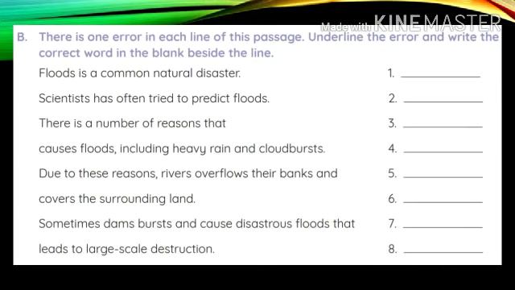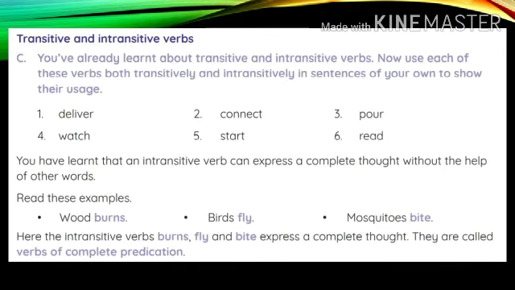Then sometimes dams, it is written bursts. It is supposed to be burst. Dams burst and cause disastrous floods. That it is written leads. It is supposed to be lead to large scale destruction. Okay, lead to large scale destruction. It's a very simple one. You will be able to understand it.